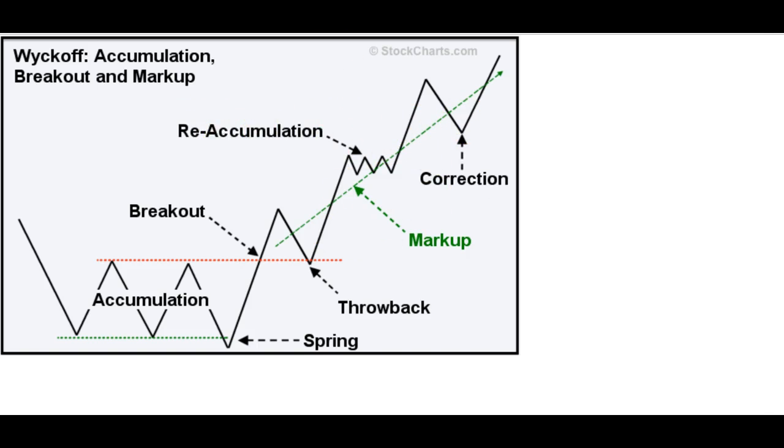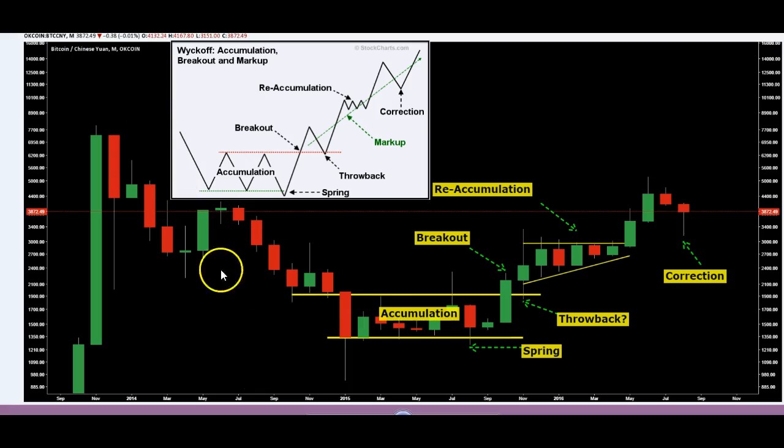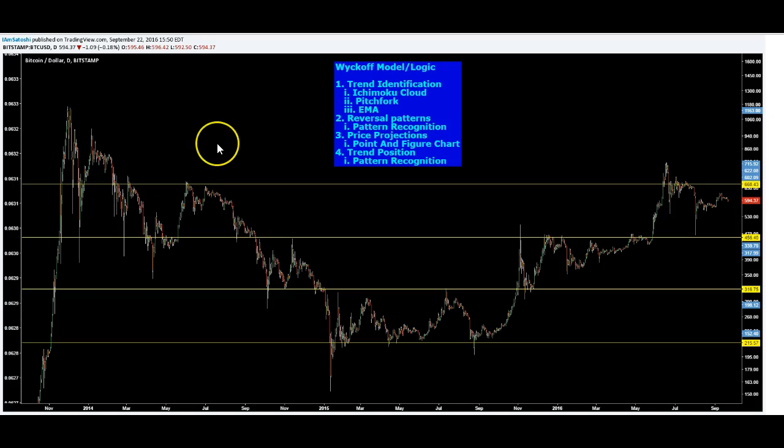mark-up phase. And then this chart's from August 7th, but here you can see sort of how you'd label that based on the stock charts version of Wyckoff. Accumulation, breakout, reaccumulation, correction, etc., etc., etc. And that chart was on the monthly.